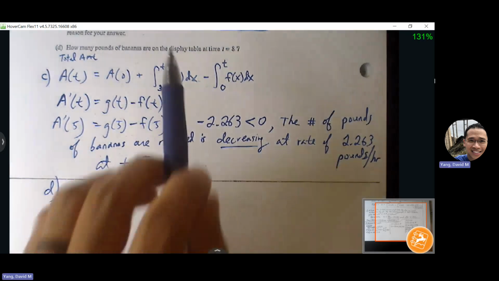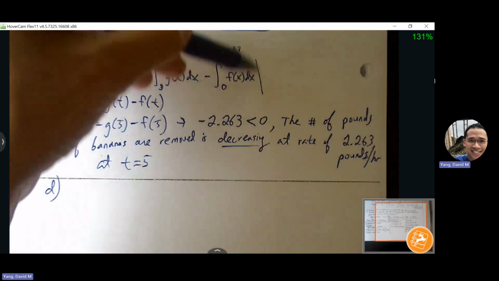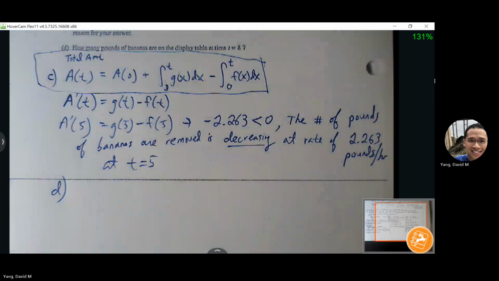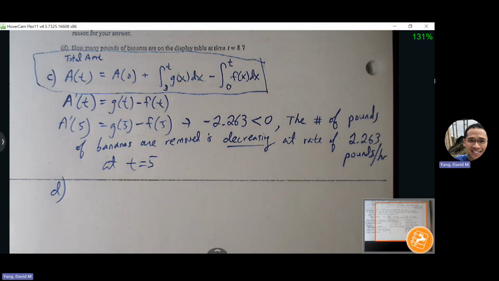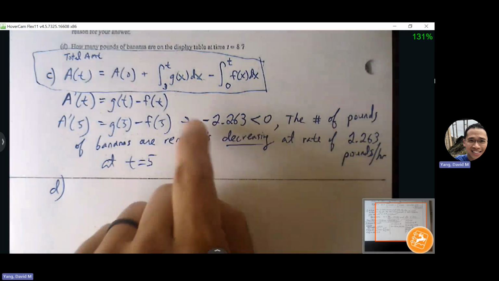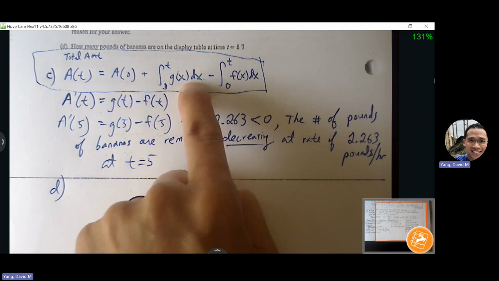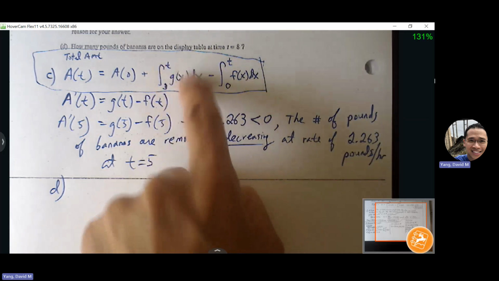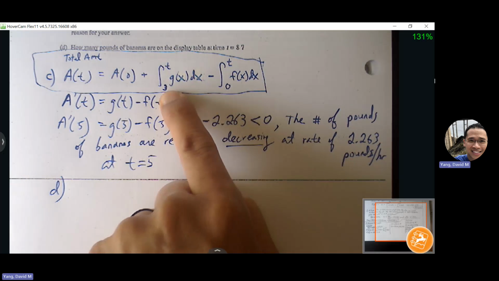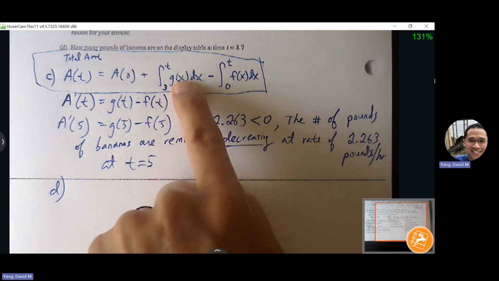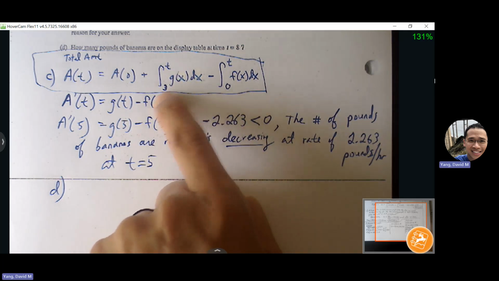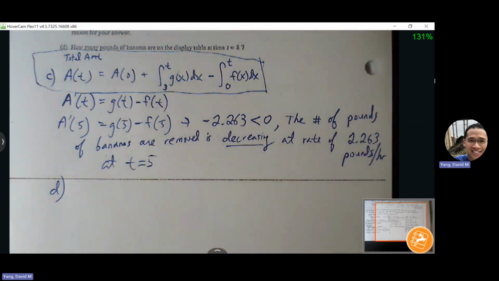Part D, how many pounds of bananas are on display at time t equals 8? So we can use this equation, plug in 8 for t. The only tricky thing here is g of x is not from 0 to t. G of x is from 3 to t. So that can throw us off, because they're not going to add bananas to the stand until 3 hours in. So these are staggered rates, right? These are not occurring at the same time, at least not for the first 3 hours.